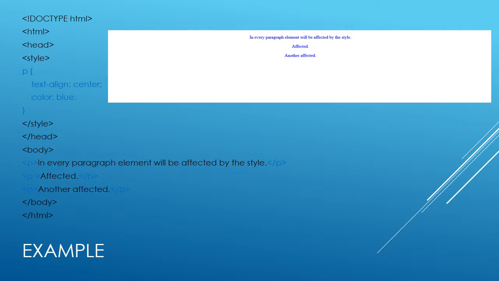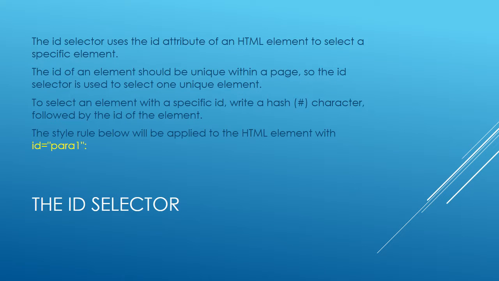For example, the ID selector uses the ID attribute of an HTML element to select a specific element. The ID of an element should be unique within a page, so the ID selector is used to select one unique element.